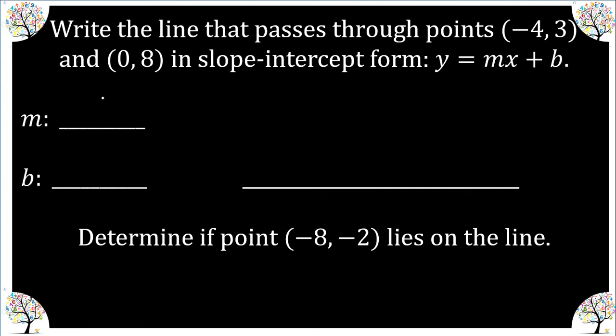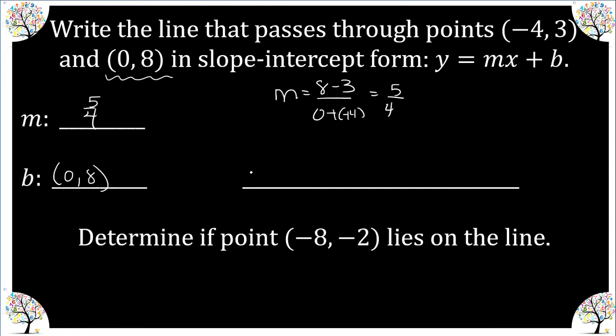Okay, now we're going to write a line that passes through the two given points in slope-intercept form. Now, notice that we have been given the y-intercept, so our b value is going to be 8. We're going to find the slope. So slope is going to be 8 minus 3 over 0 minus negative 4. This gives us 5 over 4. So we have y equals 5 over 4x plus 8.